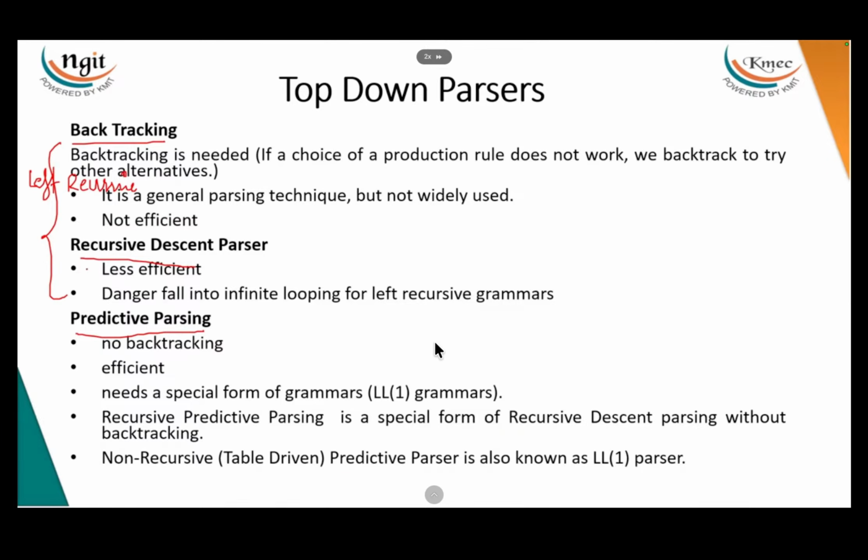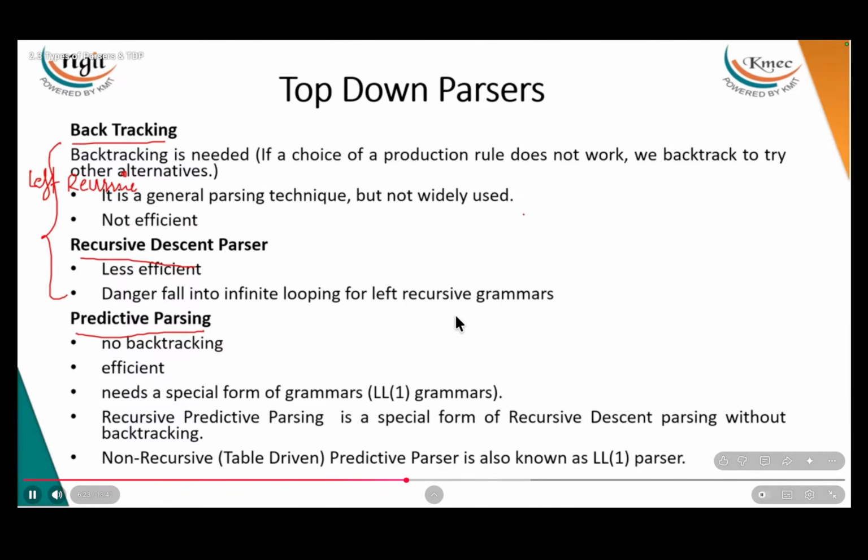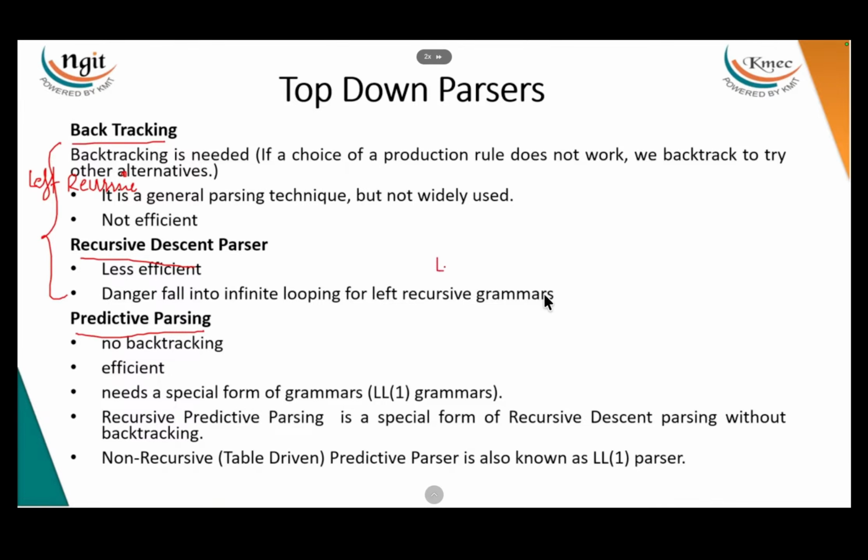To overcome that left recursion, and of course, backtracking is suitable for left factored grammars, but recursive descent parser is not suitable for left factored also. Right? Not for left factored. What it is, we will discuss. These two parsers are not suitable for left factored. Of course, even predictive parsers are not suitable for left recursive also. Right? So how it is going to be, we'll discuss in the next slide.